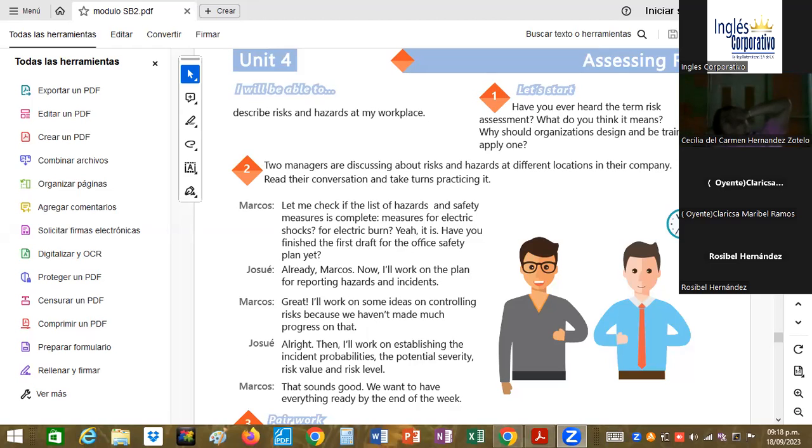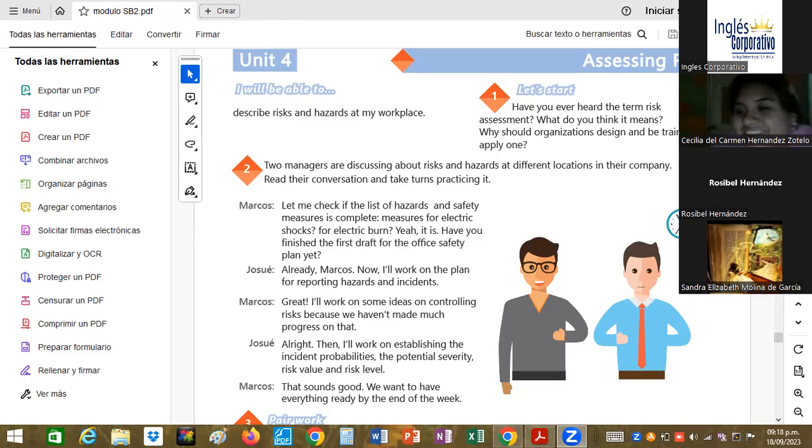Ok, gracias. No sé por qué me están sacando un poquito de la sala, no sé si me vayan a sacar de un solo de la sala y me cambien a otra. No me mandan a la sala principal. Rosibel, ¿qué se hizo? Escuchar a Sandra ahorita. Sandra. Dijo que 10 minutos.